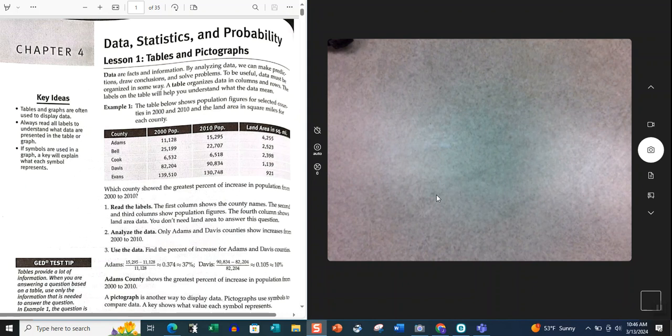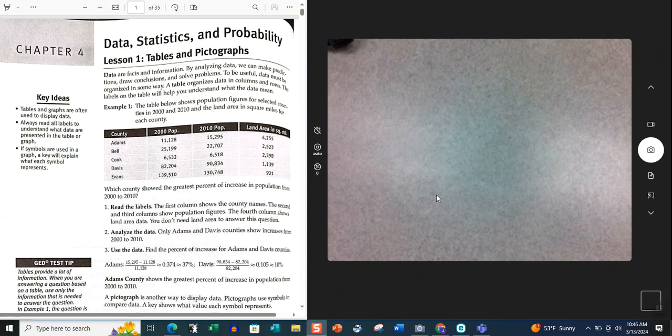Okay class, it says here that data are facts and information. By analyzing data, we can make predictions, draw conclusions, and solve problems. To be useful, data must be organized in some way. A table organizes data in columns and rows. The labels on the table will help you understand what the data mean.